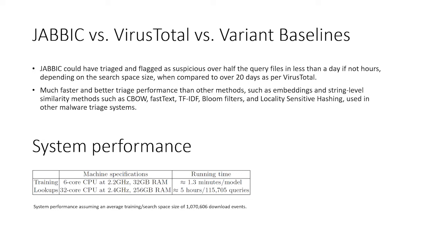So the lookup time is expected to scale approximately linearly with the number of unique files in the search space. The search time of all of the query files, that is over 100,000, in a sample of over 1 million download events, took close to 5 hours. So even an order of magnitude increase should still produce results on useful timescales. And this could further be mitigated by the use of multiple machines or cores.